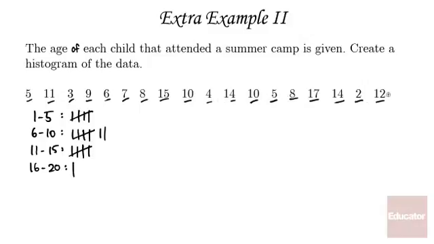Okay, so now that I have my intervals and I have the frequency of each interval, I can create my histogram. Okay, so then just draw that. These numbers here are going to be the age. And this is going to be the frequency.